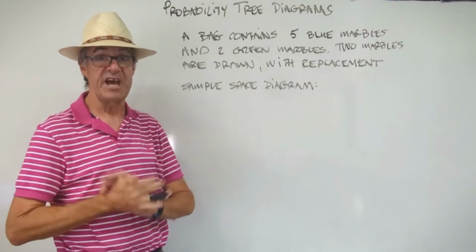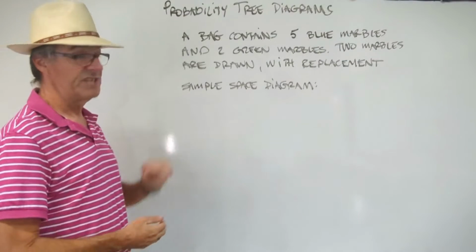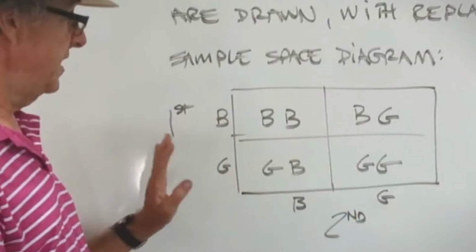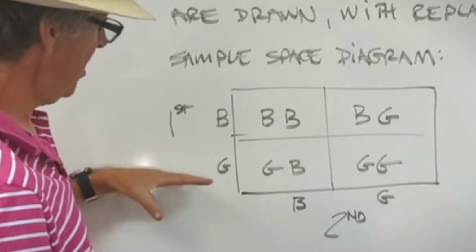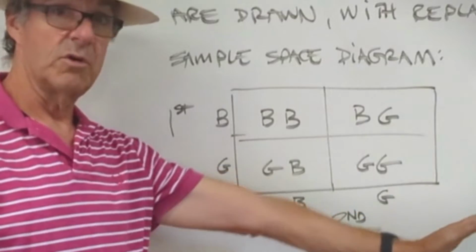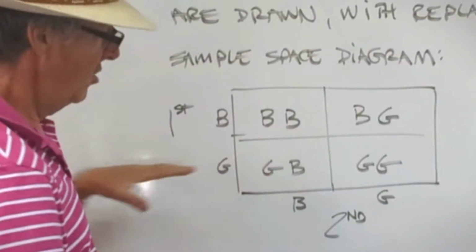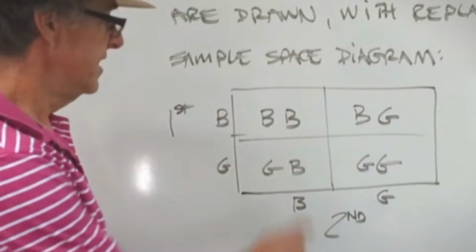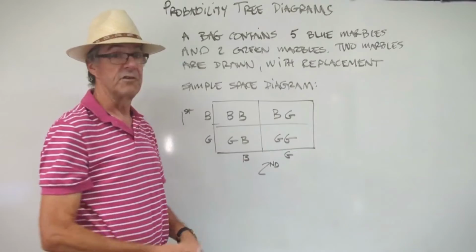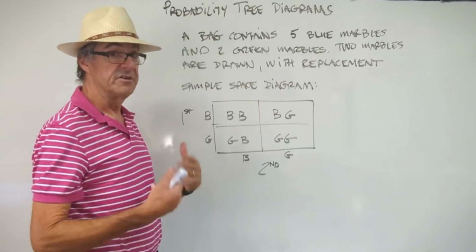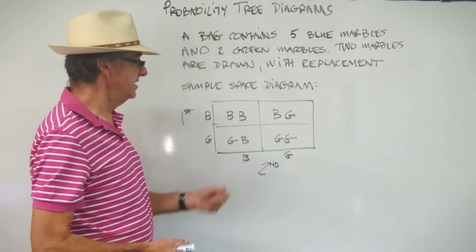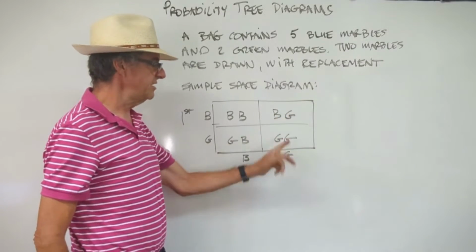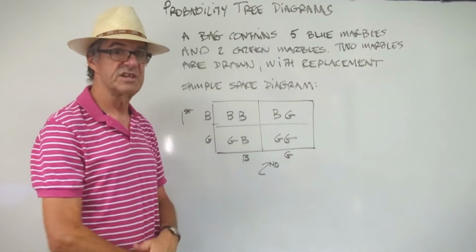Okay, so your first task, pause the video and draw a sample space diagram. This is that table or that grid. Okay, so here's my grid. I've got my first draw listed vertically and my second draw listed horizontally. Blue row, green row, and then the blue column and the green column. And then I've just got blues and greens in there for each possible outcome. Now you realize that there are 4 different outcomes for this. There's 2 blues, there's a green first, blue second, there's a blue first, green second, and then 2 greens. So that's our sample space.